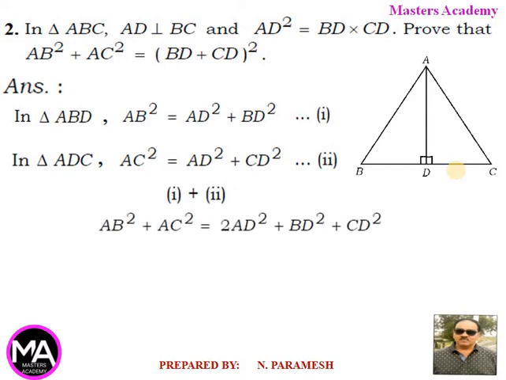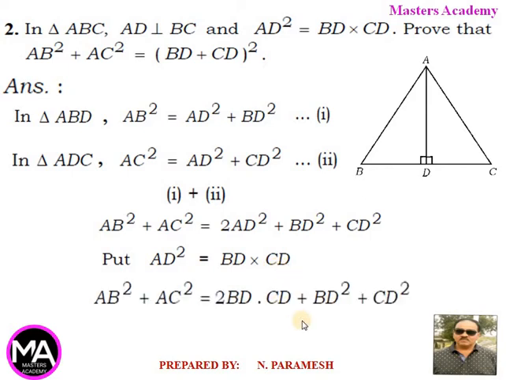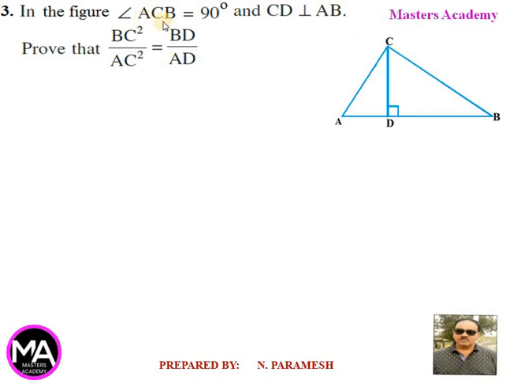Adding equation 1 plus equation 2, AB square plus AC square is equal to 1AD square plus 1AD square, which is 2AD square plus BD square plus CD square. But we know that they have given AD square is equal to BD into CD. Substitute that value. AB square plus AC square is equal to 2BD CD plus BD square plus CD square. AB square plus AC square is equal to BD plus CD the whole square.